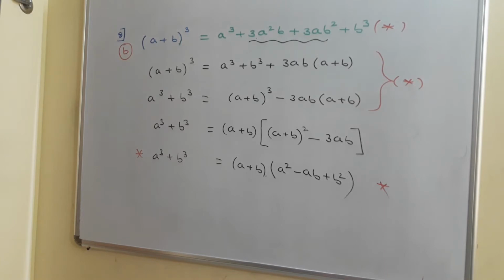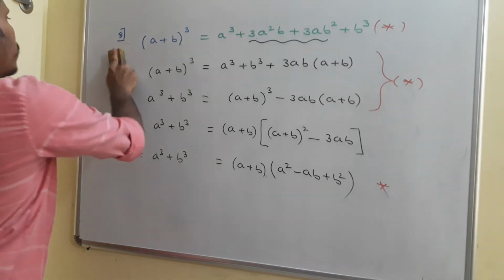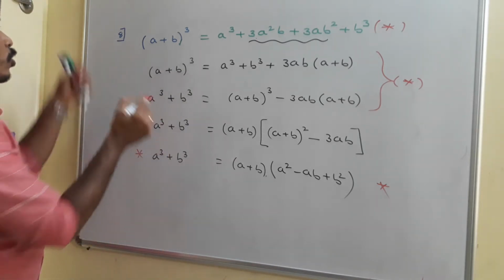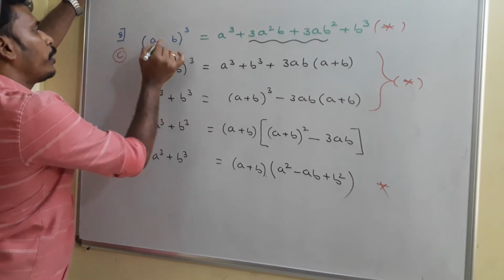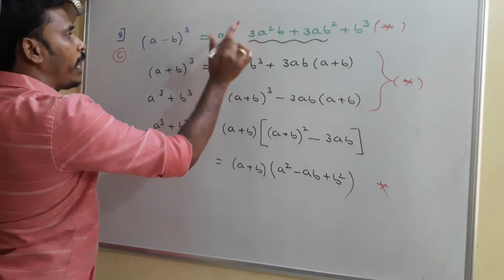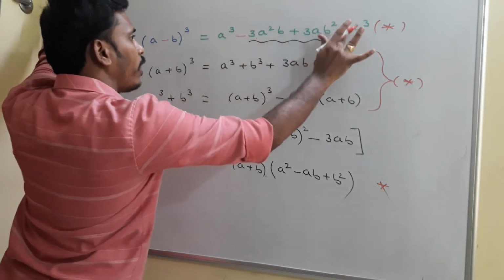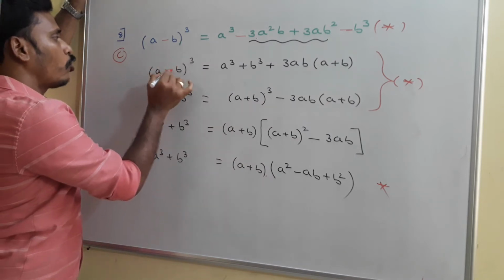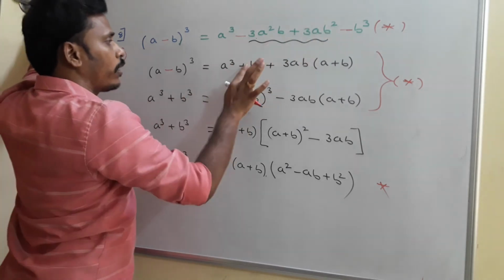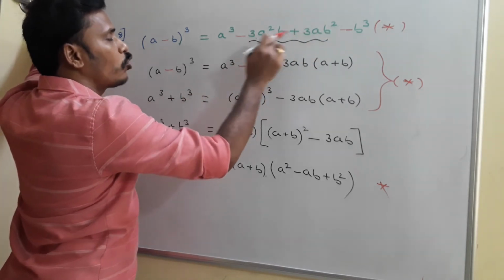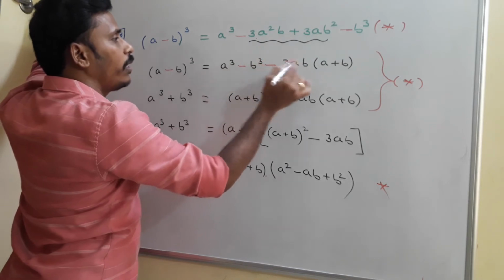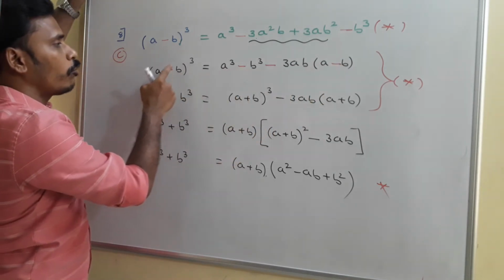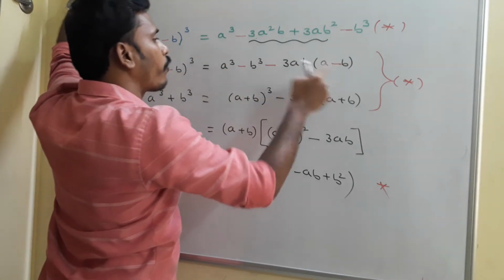The same type of discussion for a minus b whole cube. See, for a plus b and a minus b, the small change is just the minus sign. Okay, I am just changing that. You just look at 8c. A minus b whole cube is equal to a cube minus 3a square b plus 3ab square minus b cube. Alternate plus and minus signs. And then a minus b whole cube is equal to a cube, and the last one minus b cube, and from these two we need to common out minus 3ab, then you will get here a minus b. Just observe that everything is minus here. A minus b whole cube is equal to a cube minus b cube minus 3ab of a minus b.